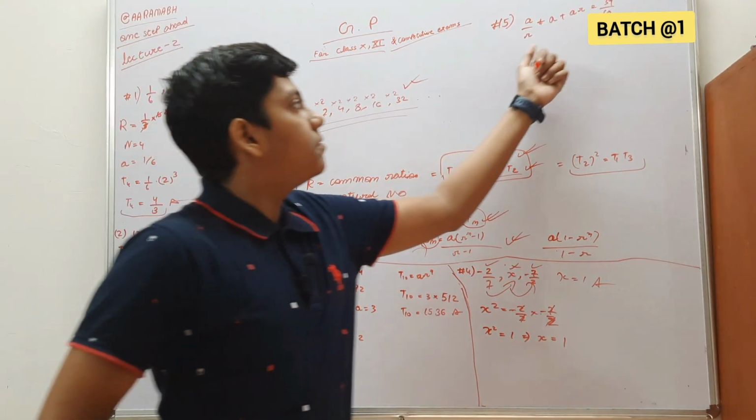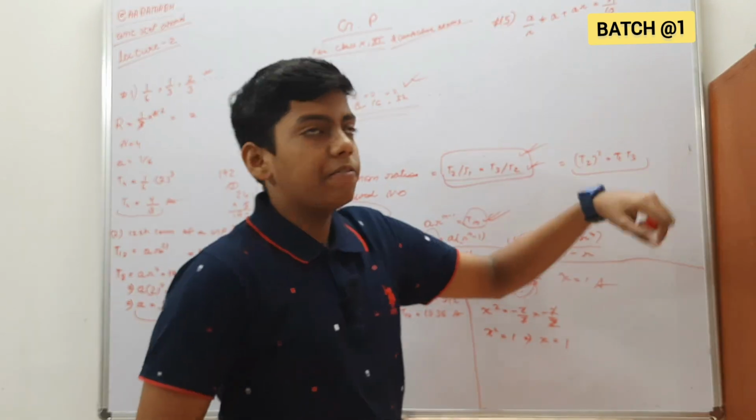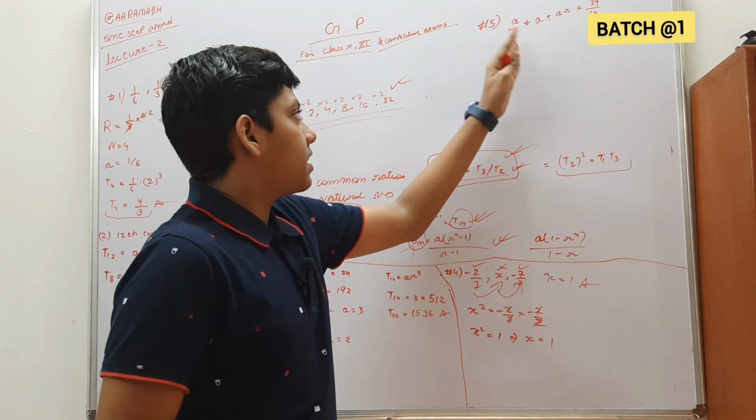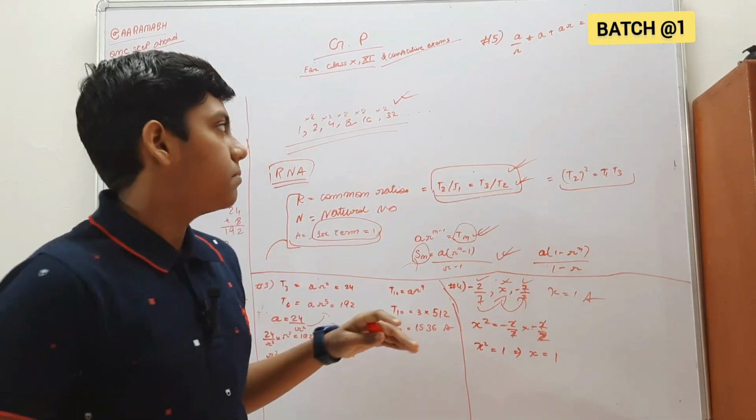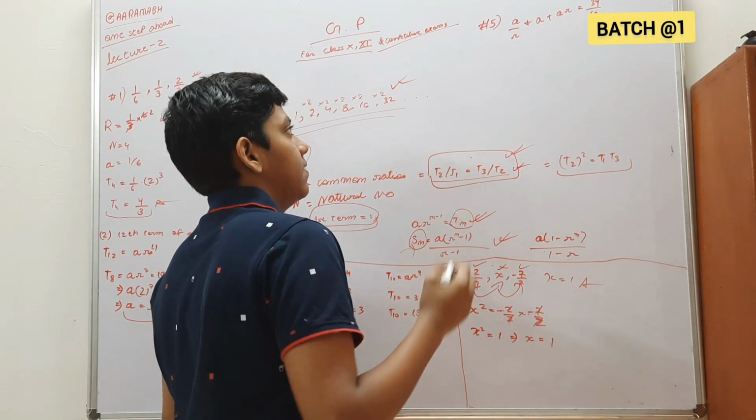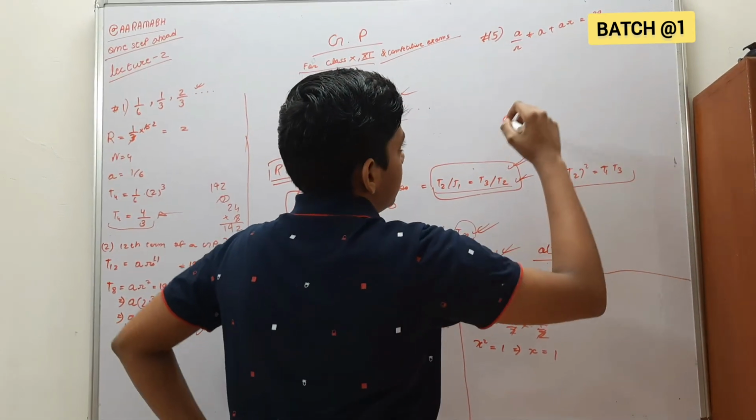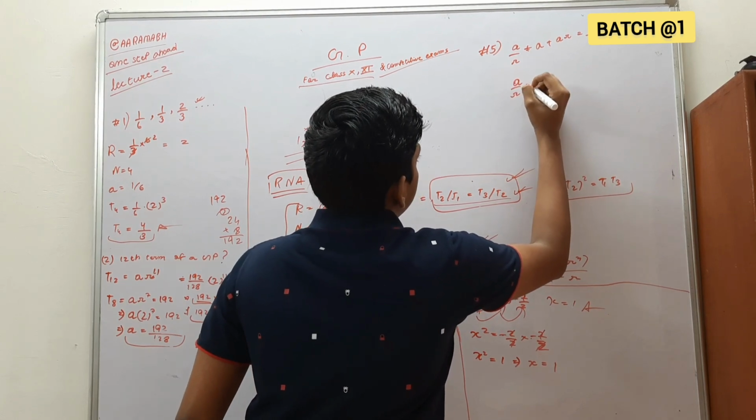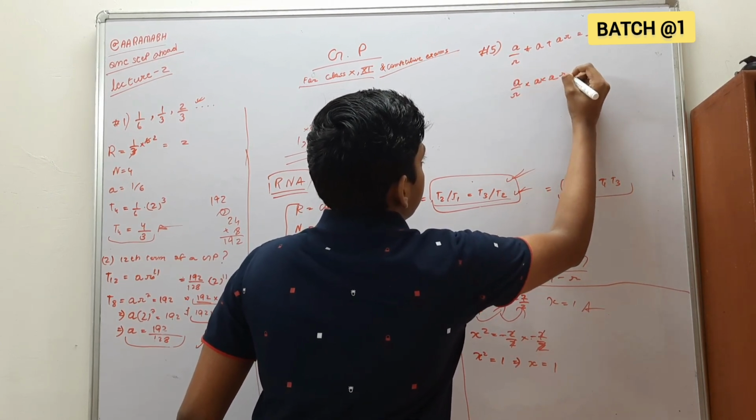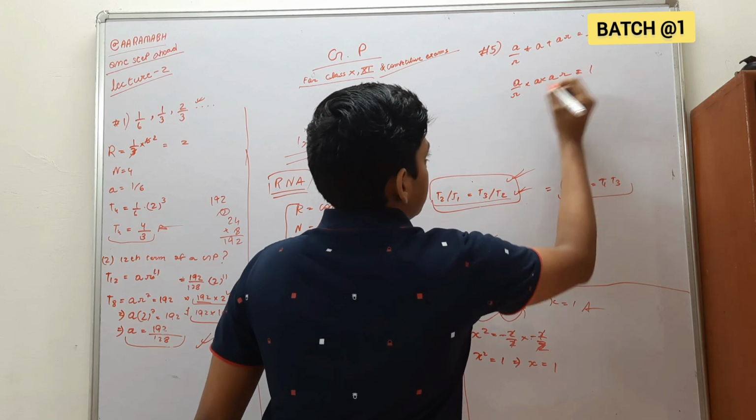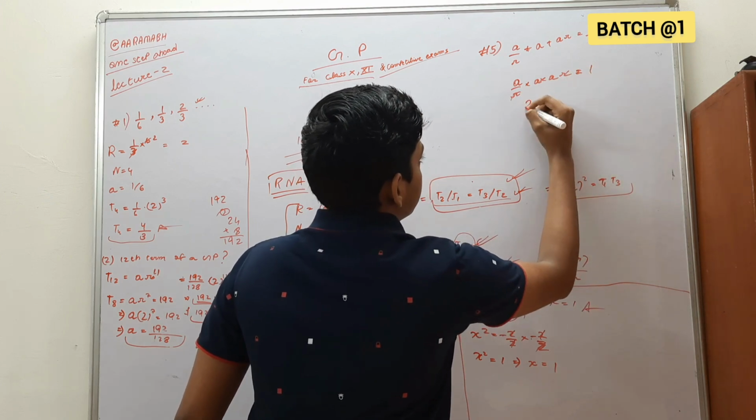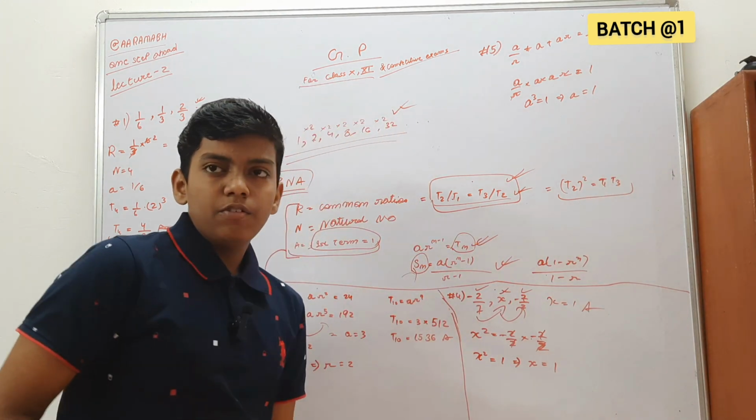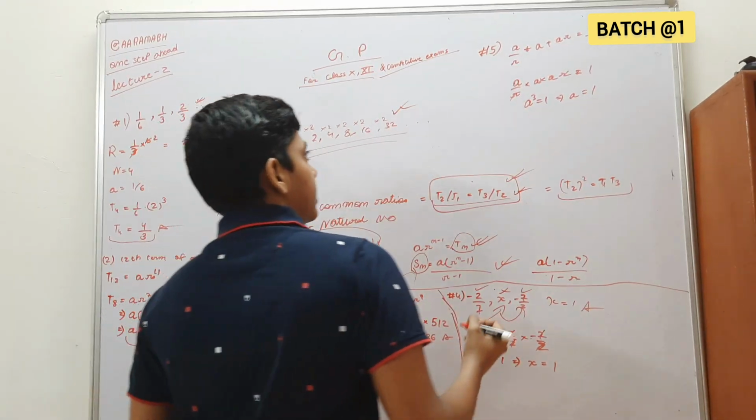In GP, let's say we have to let 3 terms. We write it as a by r, a, a r. We let it as a by r, a, a r. When these 3 terms are given with their sum, and if we multiply them, it will be 1. So from here we can cancel out the r's and a cube will be 1, which means a is equal to 1.